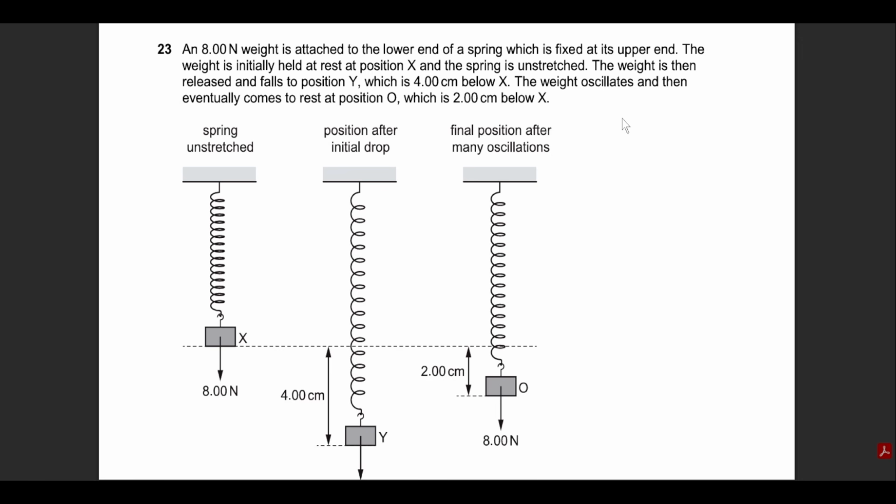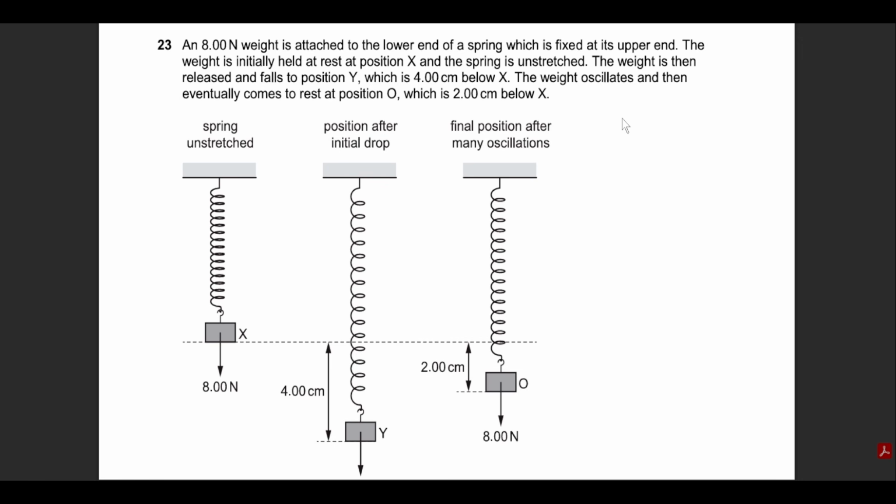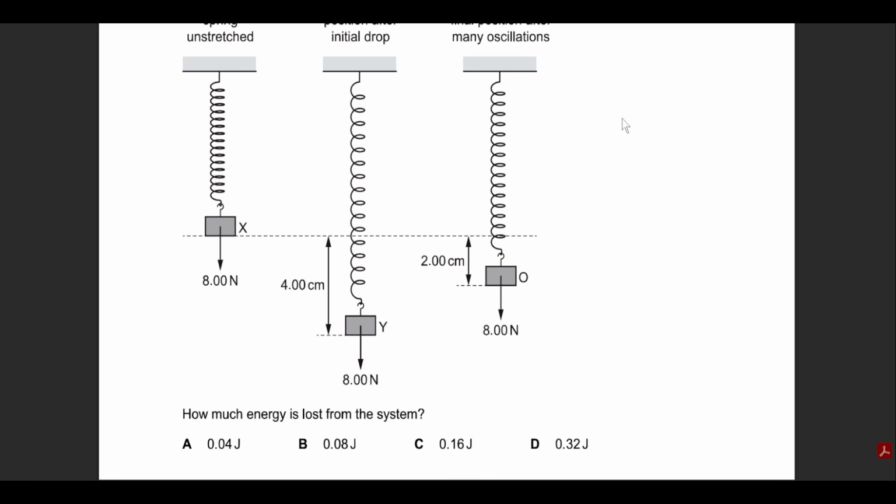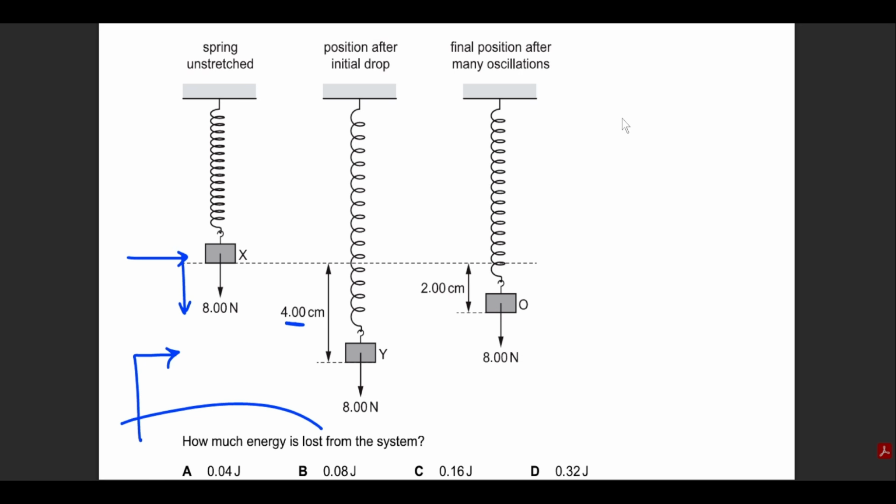Then we have question number 23. It's interesting. You can read the question, the whole scenario is given to you. I'm just going to go to the answer directly and see what happens. You see, the system is already here. Somebody's holding it there. And when they release it, the object goes down 4 centimeters. We can say that when it goes down, the Earth's gravitational potential energy is invested into the system. Somebody gave it that energy. So let's figure out what's happening in this situation.